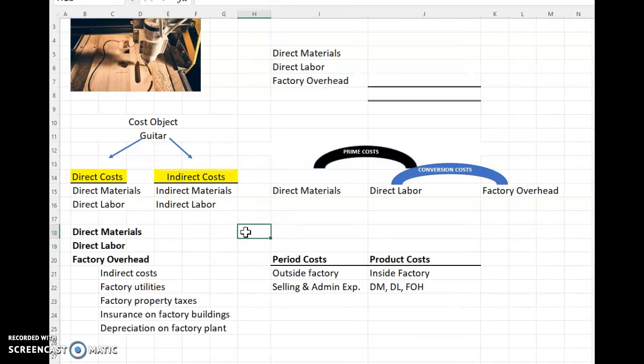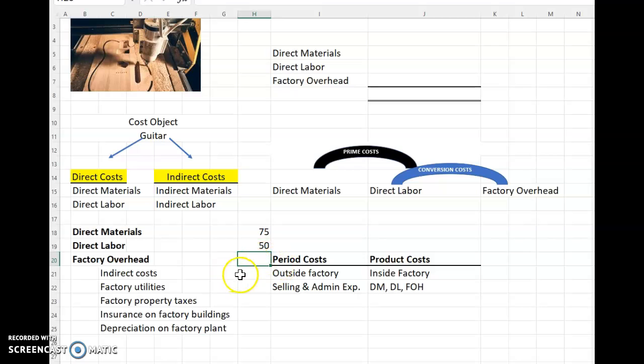So let's say that we spent $75 of wood on each guitar. And then the person that was working on the guitar, let's say they logged 2 hours working on it, and we pay them $25 an hour. So that would be $50 of direct labor.